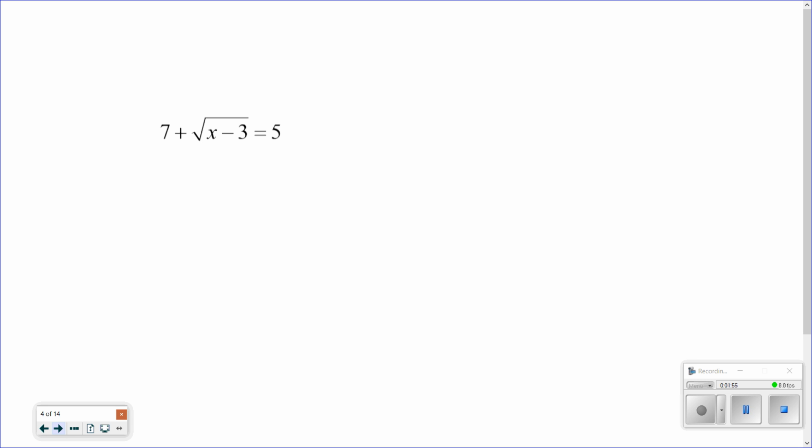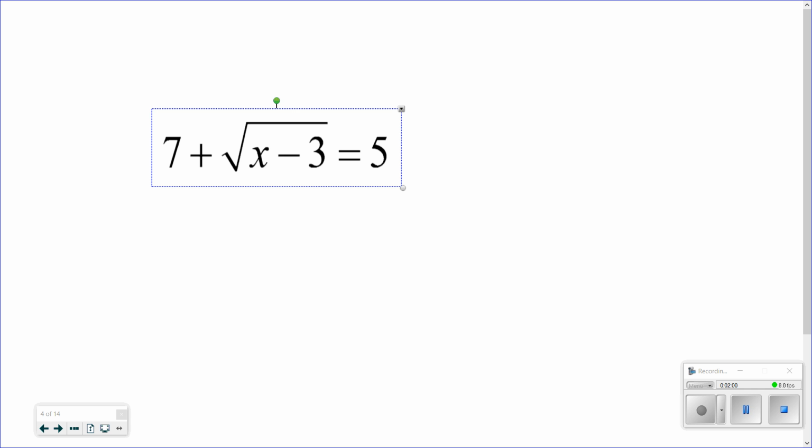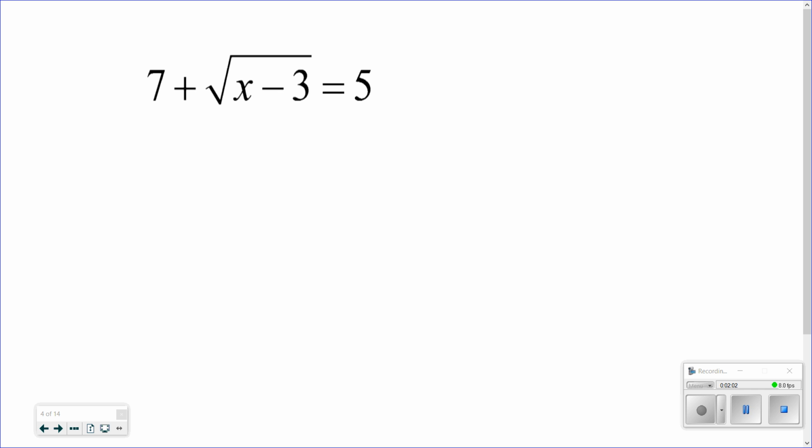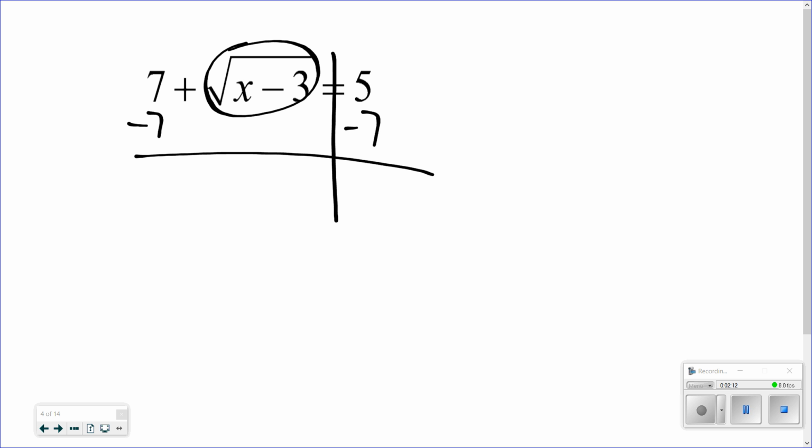Let's try another one. Sorry, that's kind of small. If we take this, I have 7 plus the square root of x minus 3 equals 5. So again, I'm going to start out just by getting that square root by itself. So I'm going to subtract the 7. 7's a separate term, so we subtract it over. Square root of x minus 3 equals 5 minus 7, which is negative 2.